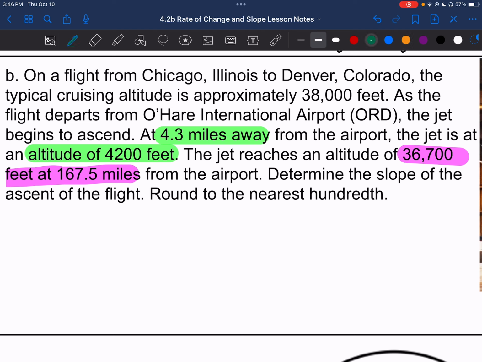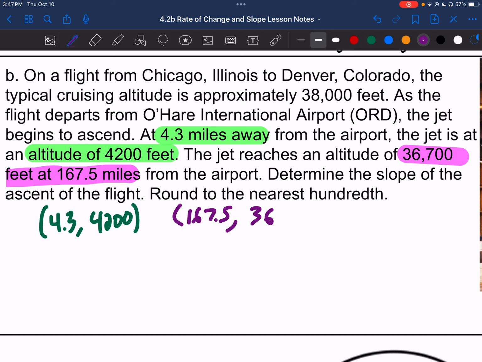We're going to go miles first, so we're going to do 4.3, because that's our independent variable. We know how far away from the airport we are. We need to know how high up we are above the ground, and that's going to be 4,200 as our y. And for our second point, we have 167.5, and we have 36,700 as our y. And now we just need to do what we've been doing. We're going to find the slope.